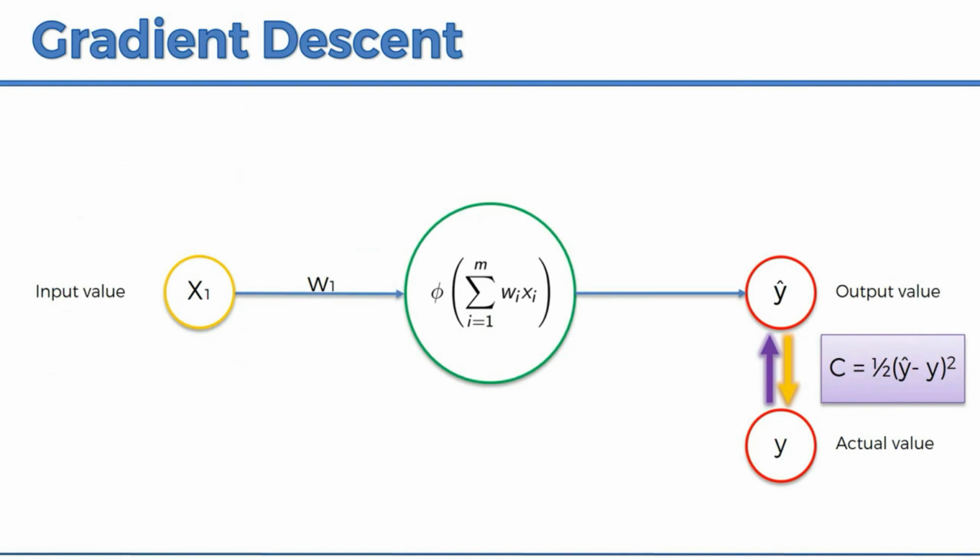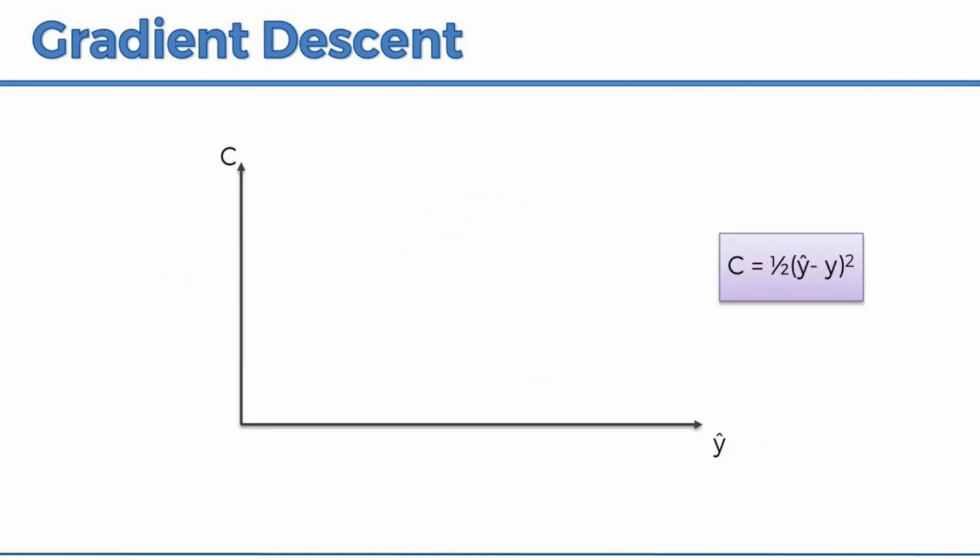This is our very simple version of a neural network, a perceptron or a single layer feed-forward neural network. And what we can see here is this whole process in action, where we've got some input value, then we've got a weight, then an activation function is applied, we get y hat, and then we compare it to the actual value, we calculate the cost function. So how can we minimize the cost function?